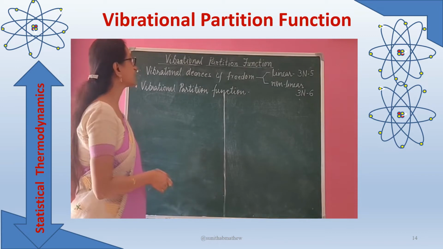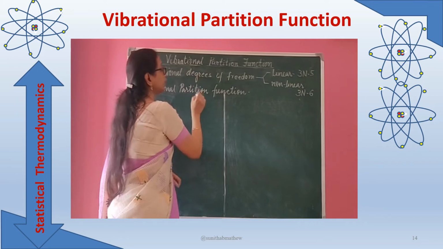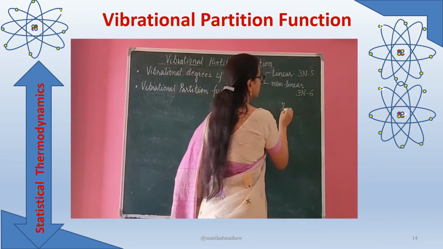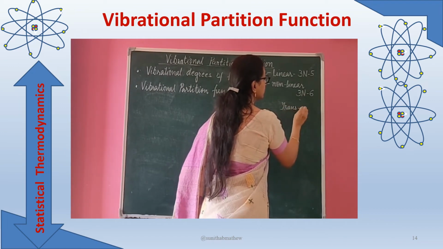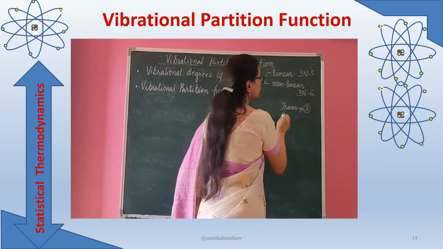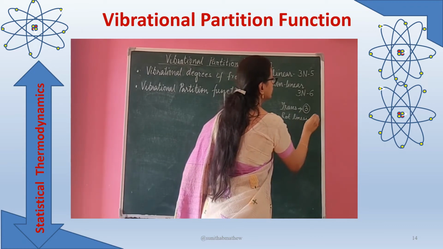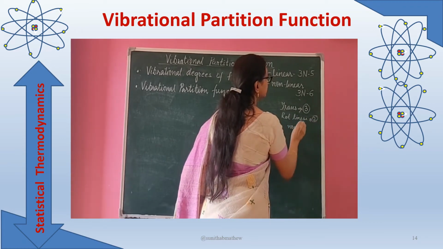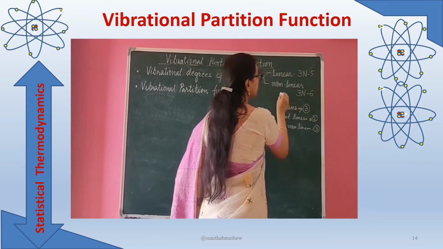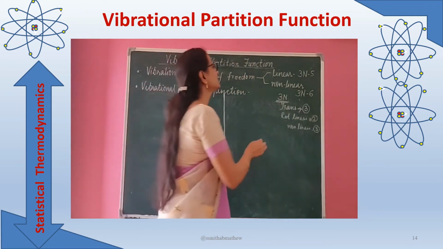Now let's discuss the vibrational partition function. We have seen that vibrational degrees of freedom for linear and non-linear molecules are different, because we know that the translational degree of freedom is 3. Rotational is 2 for linear, and for non-linear we have 3. And the total degrees of freedom in a molecule containing n atoms is 3n.